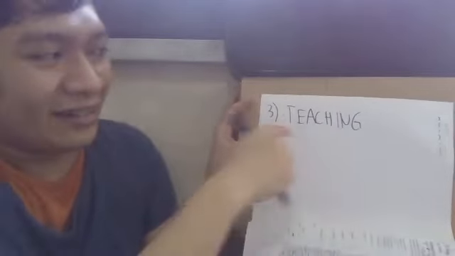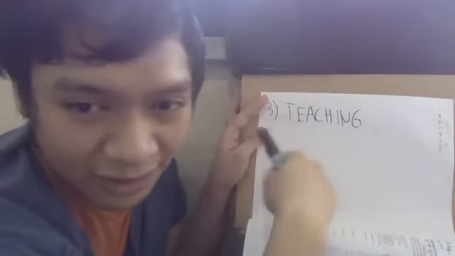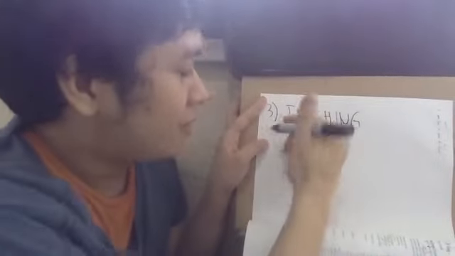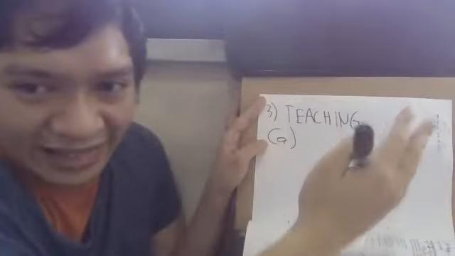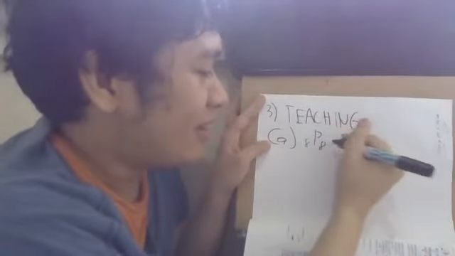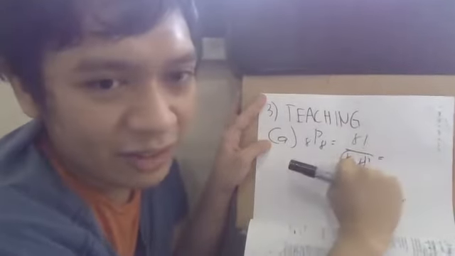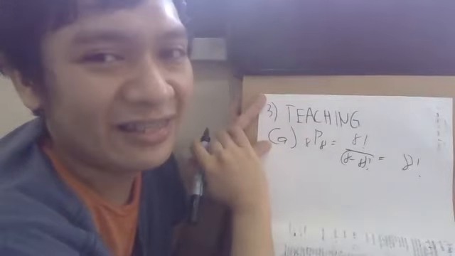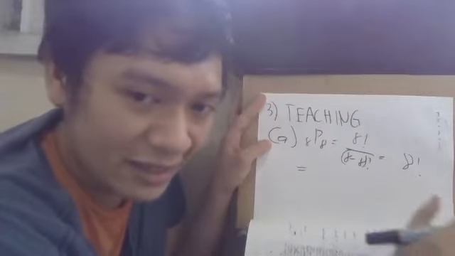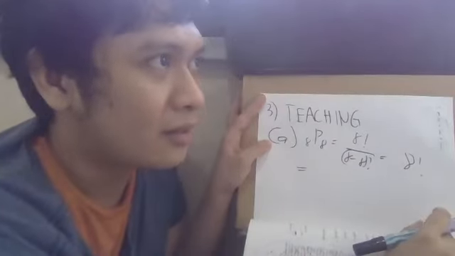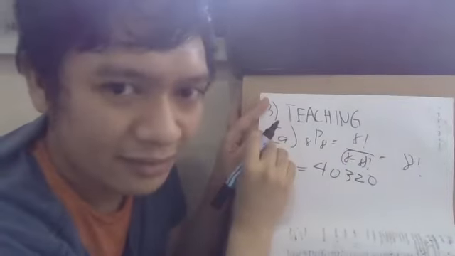Ayan. So balik tayo. Teaching. Lahat na letters na magkakaiba, so pwede natin gamitin yung formula ng permutations. So, 3A, permutations of 8 letters, lahat ginamit. It's 8P8, 8 factorial over 8 minus 8 factorial, 8 factorial over 1. 8 factorial is 8 times 7 times 6 times 5 times 4 times 3 times 2 times 1 equals 40,320.